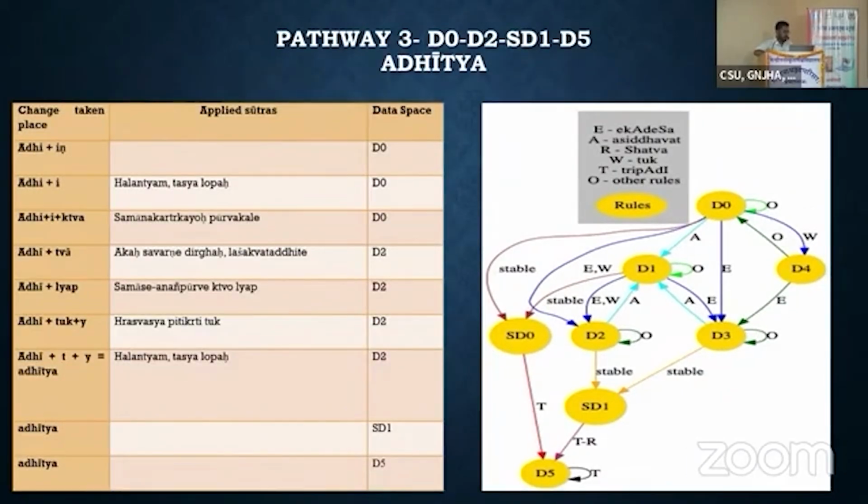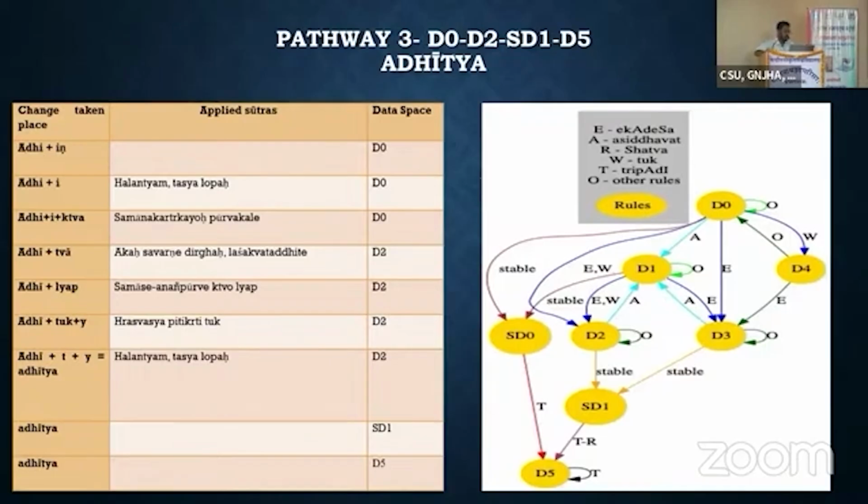Now the third pathway, this is about the application of Sutra Shatvatukor Asiddha. So in Shatvatukor Asiddha also, this Vartika Adesha Lakshana Pratishedha and Utsarga Lakshana Bhava was originally given in the Sutra Shatvatukor Asiddha. So we'll see the examples of that. The pathway is D0 to D2, then to SD1 and then to D5.